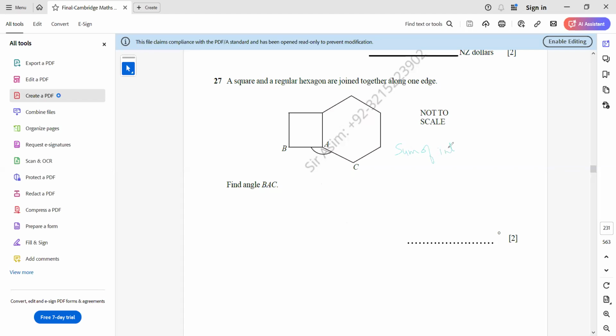The sum of interior angles of a regular polygon is n minus 2 times 180, where n means the number of sides. Since a hexagon has 6 sides, it is 6 minus 2 times 180, which is 4 times 180, which is 720. And since a hexagon has 6 sides, each interior angle is 720 divided by 6, that is 120.